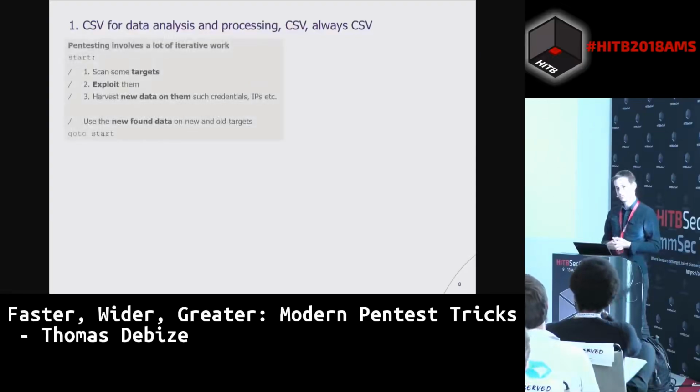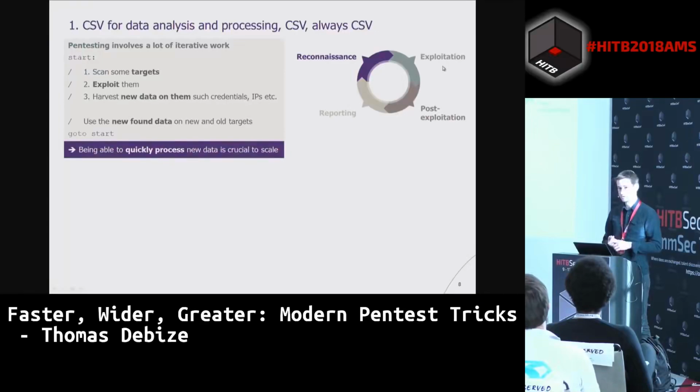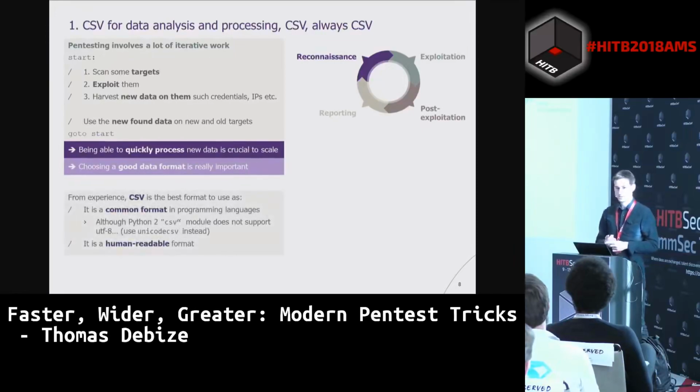Because a lot of the pentesting work is iterative: you scan some targets, you exploit them, you harvest new data on them, and then you use the newfound data again on the same scope. So technically, you know this kind of progression, that's our work. So you have to be able to quickly process data at scale. And so you have to choose a good data format. The universal and the simplest data format is CSV.